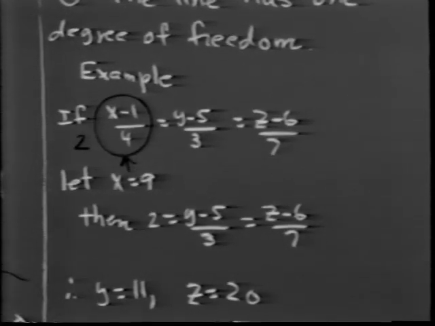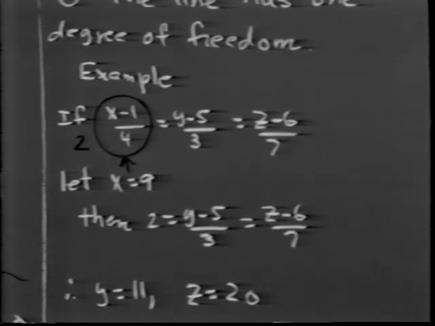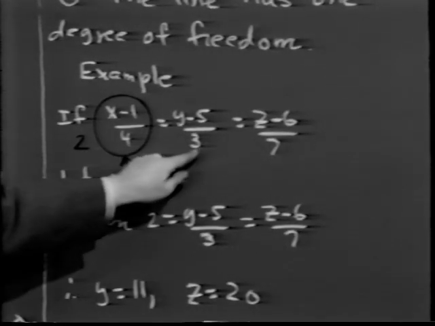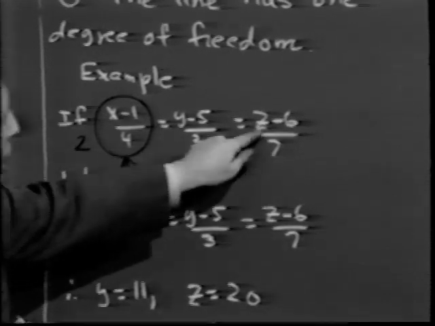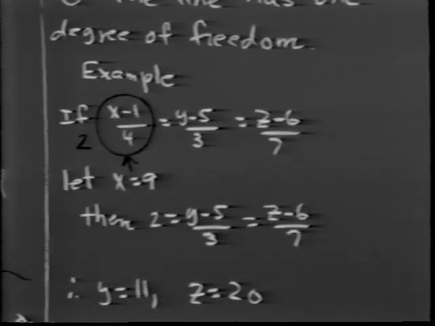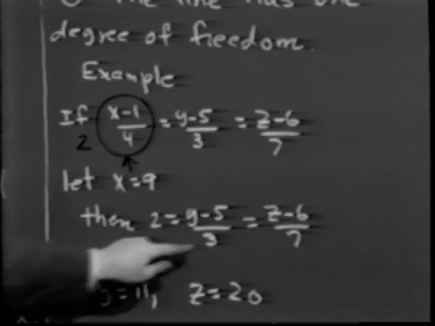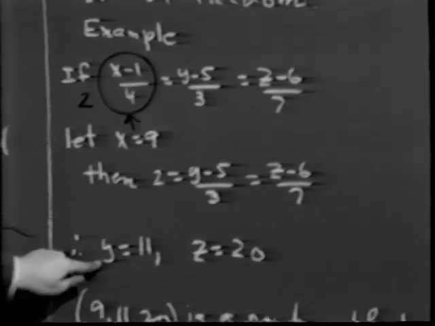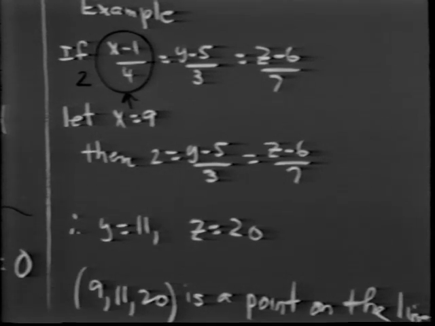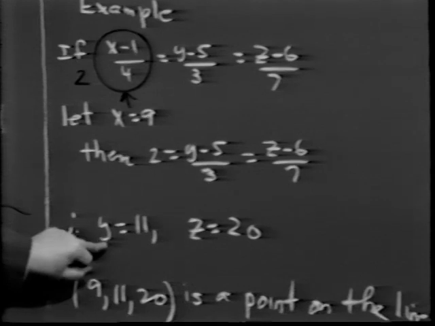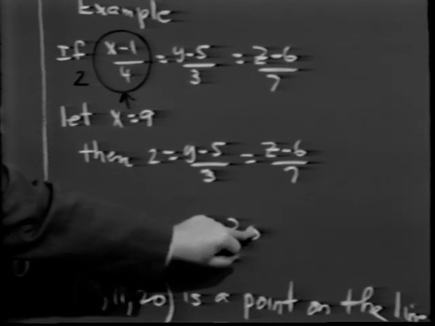As soon as x equals 9, (x minus 1)/4 is 2. Now notice that (y minus 5)/3 has to equal 2. Well, I have no more choice then. If (y minus 5)/3 has to equal 2, and also (z minus 6)/7 has to equal 2, you see what I'm saying here? This fixes the fact that y must be 11 and that z must be 20. In other words, the choice of x equals 9 forces me to make y equal 11 and z equal 20.